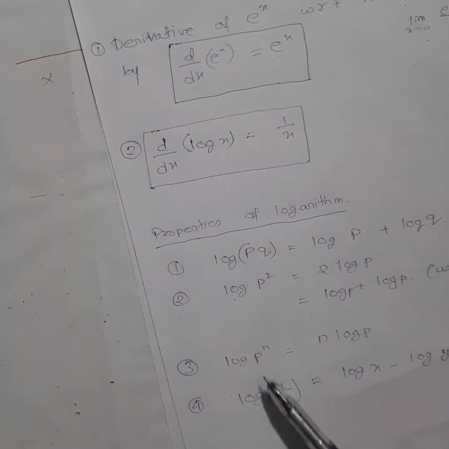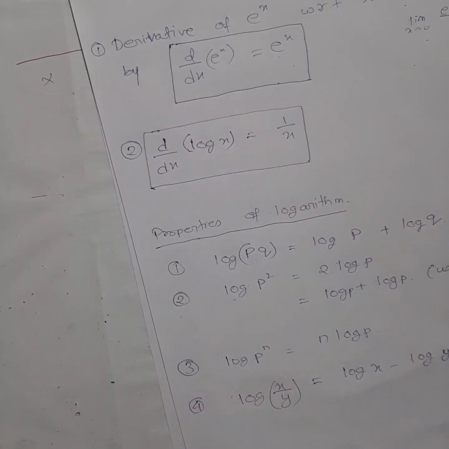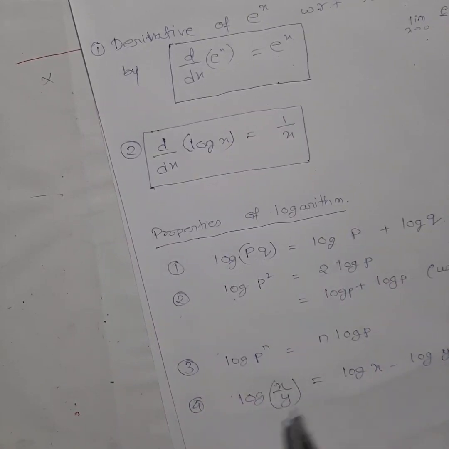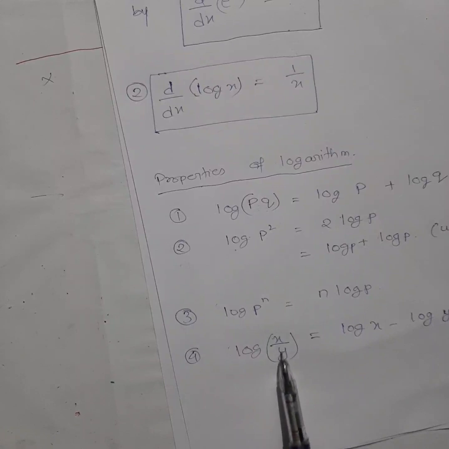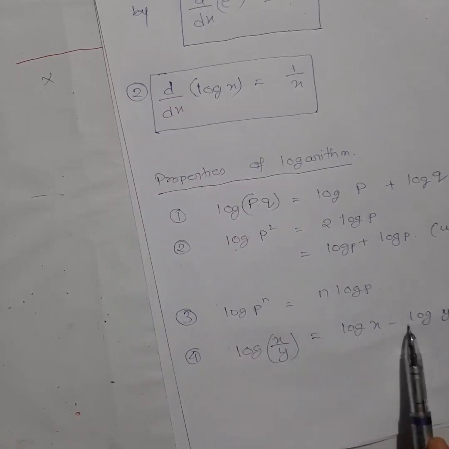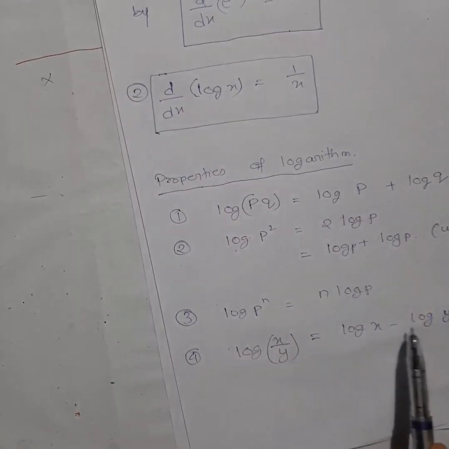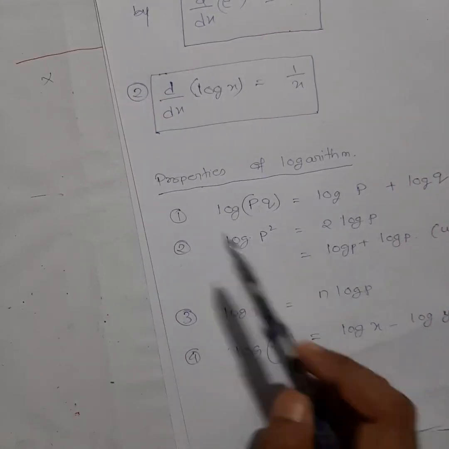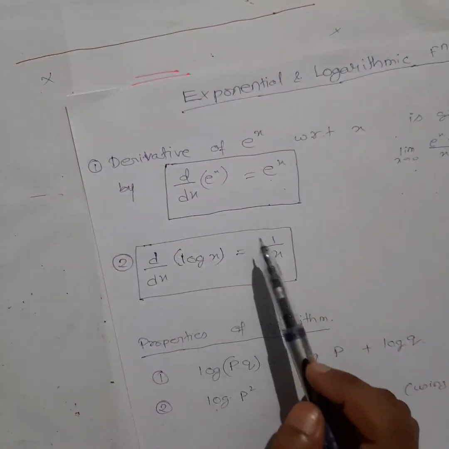Same for n power. For n power, this n will come as a coefficient: n log p. Here also you can write log p plus log p plus log p till n times. That also you can use here. So the last one is for division. So log of x by y is always log x minus log y. Whenever it is division it will be minus. In case of product, plus. In case of division it will be minus. Now using these properties and this derivative, we can solve the problems.